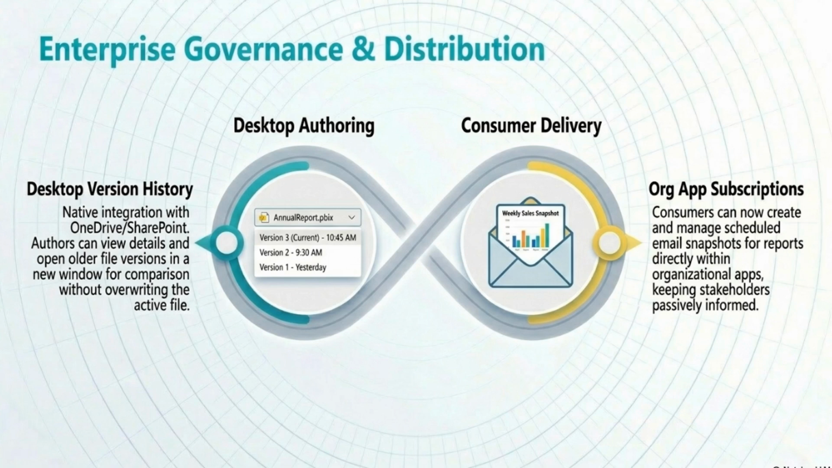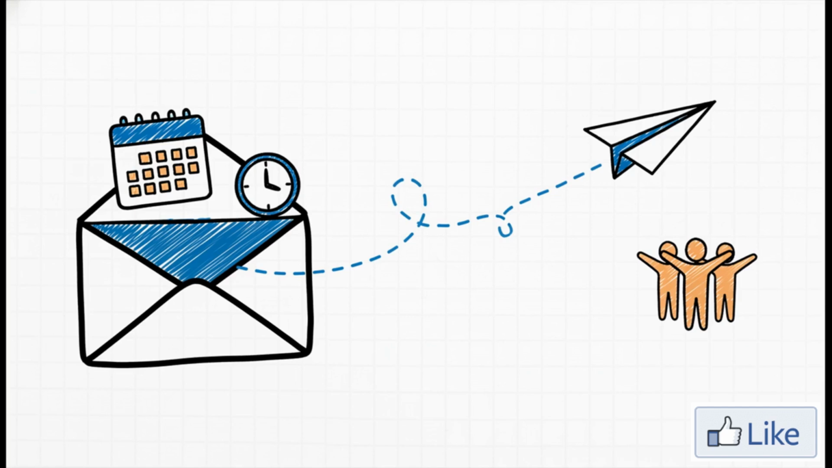On the distribution side, Microsoft is closing a massive gap right before general availability. Email subscriptions are now officially supported for Power BI reports viewed within organizational apps. Consumers can finally get those scheduled email snapshots and links back to the reporting directly from the org app, bringing it to full parity with standard workspace apps.